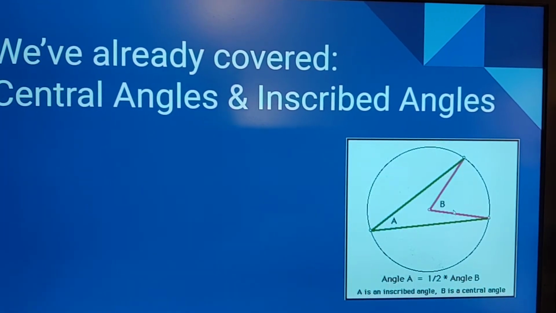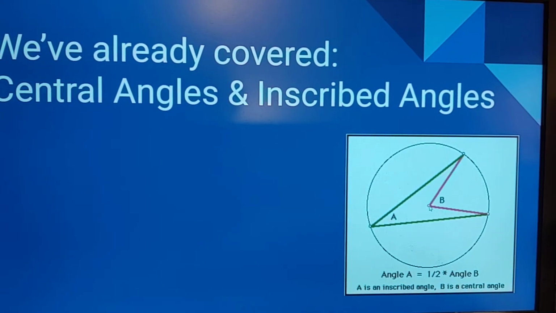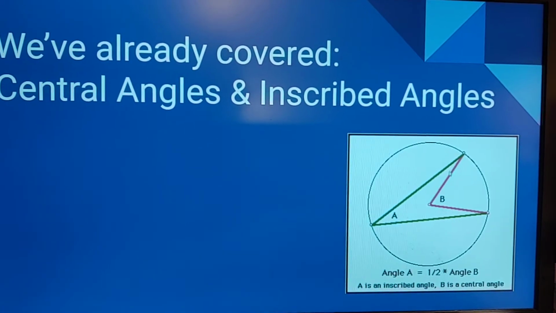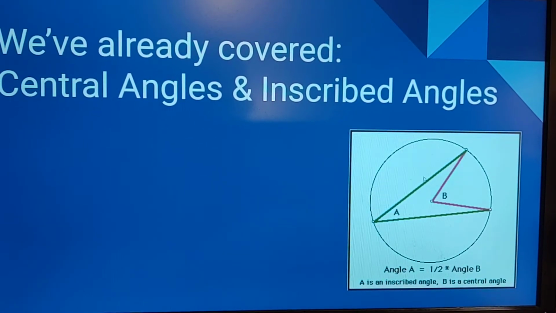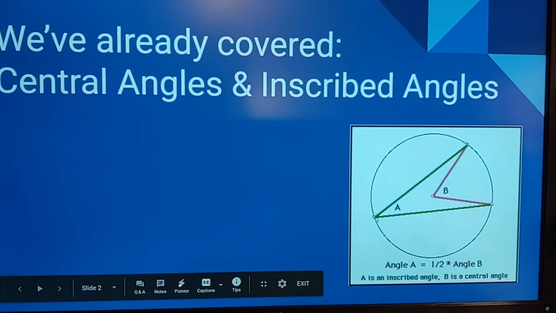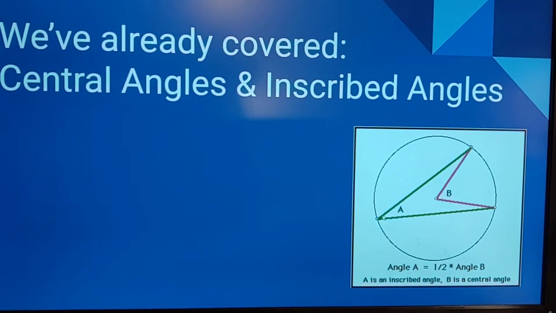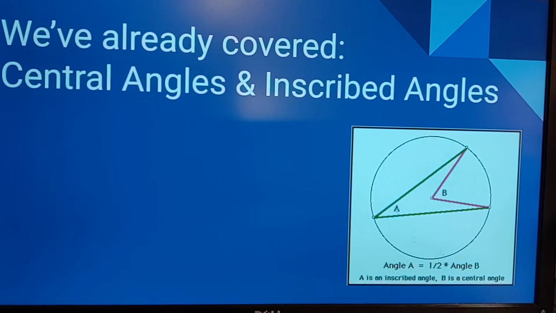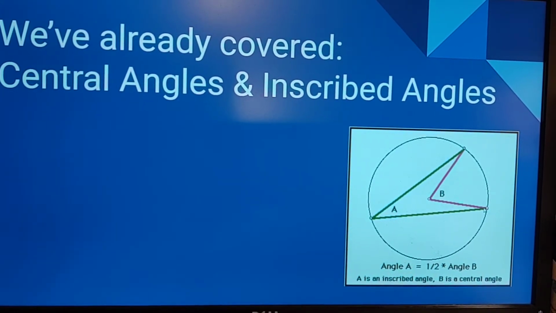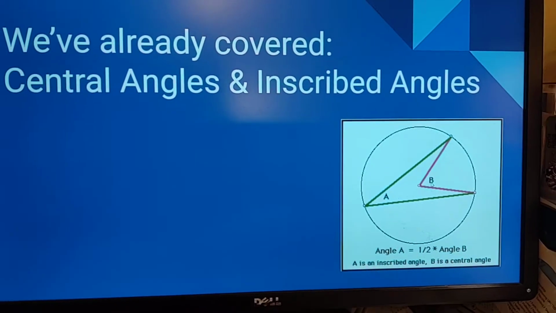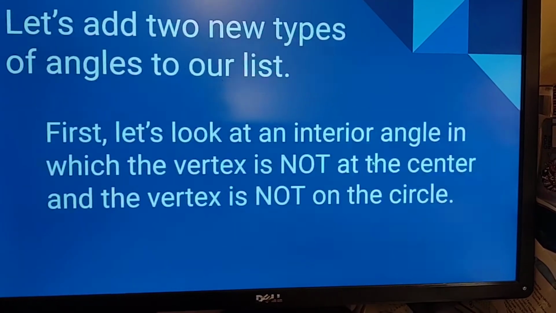I'm also going to mention the vertex of a central angle is in the center of the circle. Now, an inscribed angle, like this green angle A here, has its vertex on the circle, and angle A will be equal to half the intercepted arc. So that would be half this arc right here, which also means that A would be half the measure of angle B. All right, so that's just a recap. We've already talked about those things.